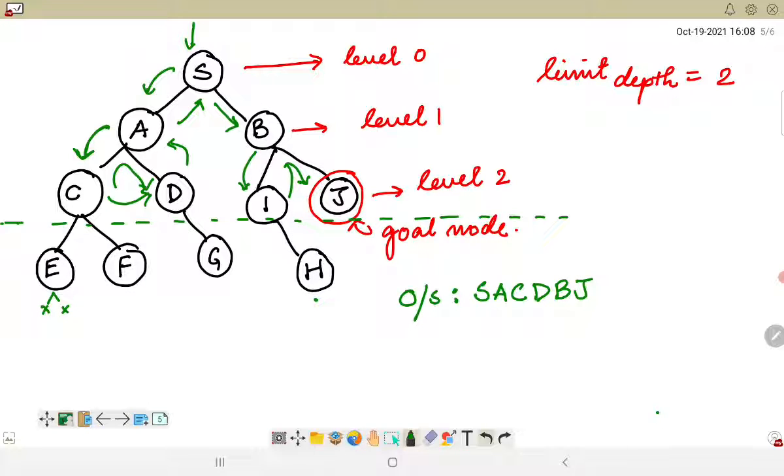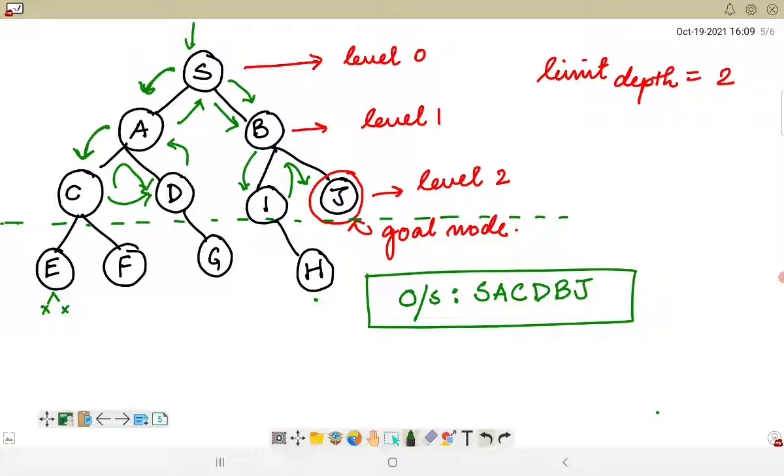So this is the search that will happen and the output sequence that would be generated using depth limited search. This is because I have considered this particular direction initially. If I would have considered the other direction, then the search would have happened in just two iterations, that is from S, B and then to J. This is how the search would take place because I have associated the depth limit of 2, so only up till level 2 the search will take place.